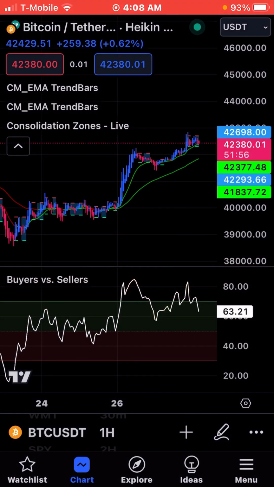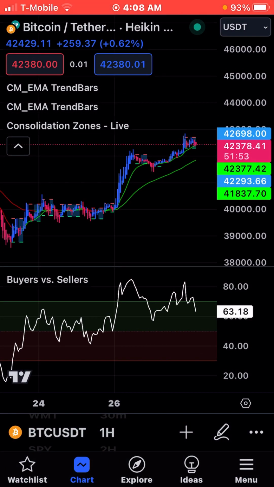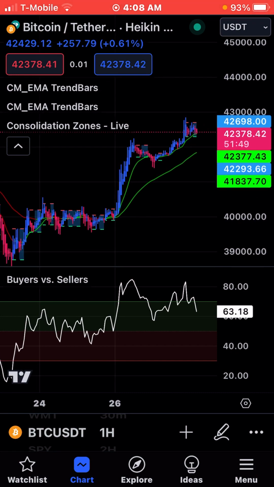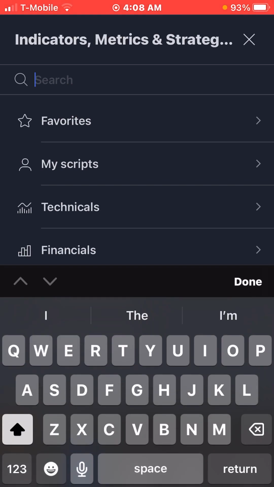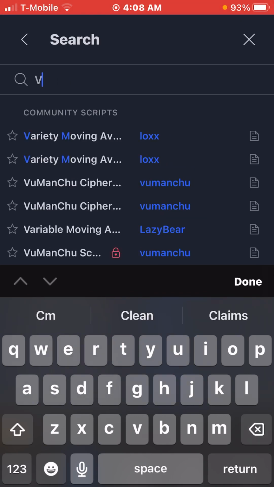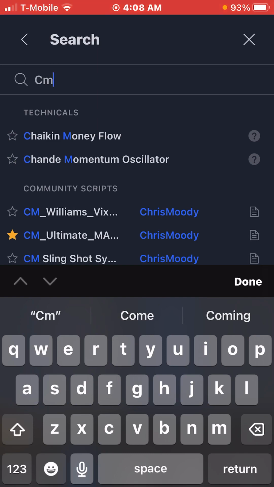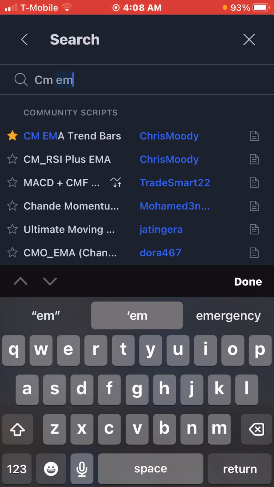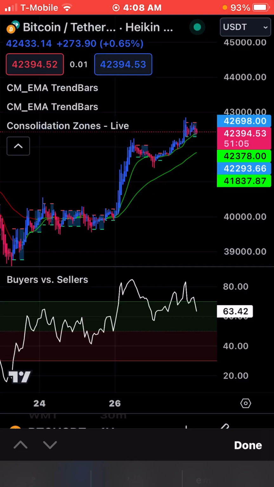Okay, so there are 2 big differences in this strategy compared to when I was talking about it originally. The thing that's different here is when I load up my screen, you have to have the buyers versus seller indicator. And instead of a normal moving average, I put in the CM EMA trend bars, and they're free. You go to CM EMA trend bars, put it in your favorites, click it twice, and enter 13 and then 48, and it will look like this.